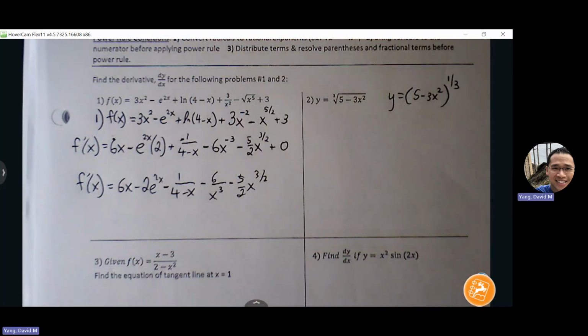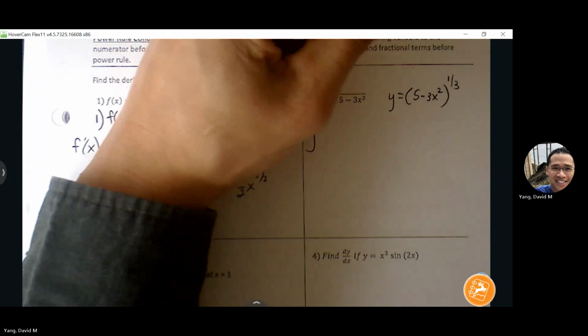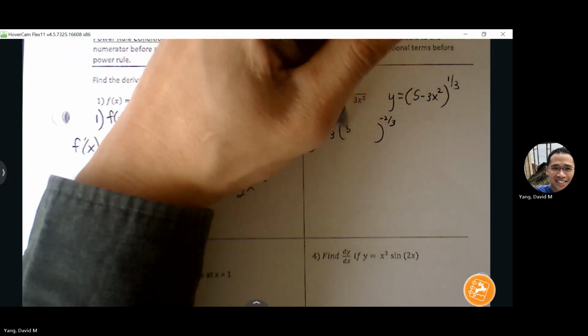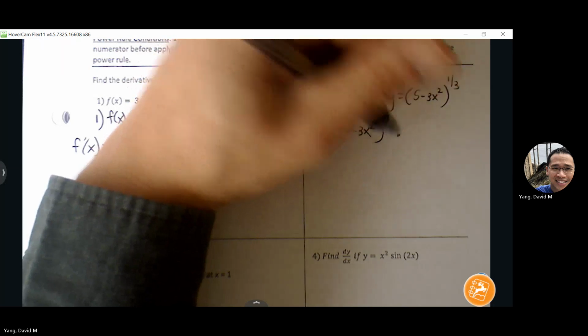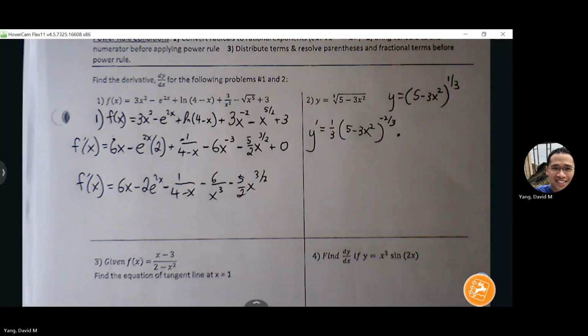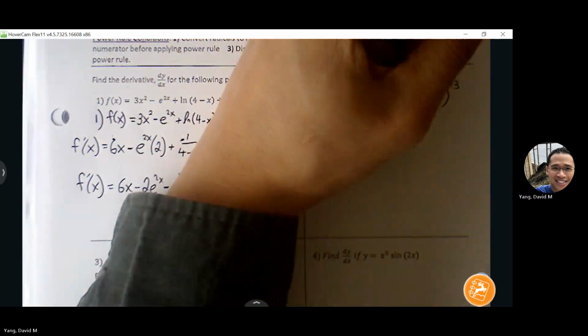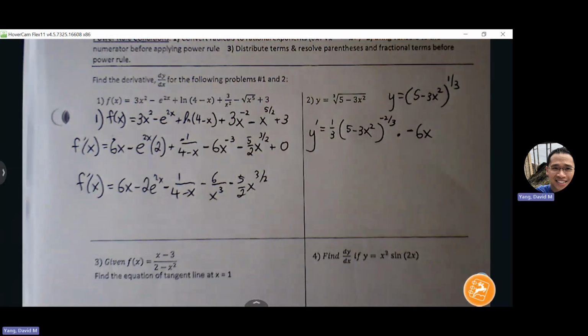So we got the outside portion going on, the parentheses to the 1/3. We got the inside portion, so we'll take turns with each derivative. Inside derivative, 5 minus 3x squared, what does that become? Negative 6x, right? Okay, so just clean that up.